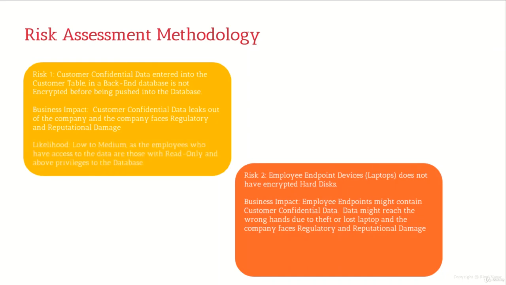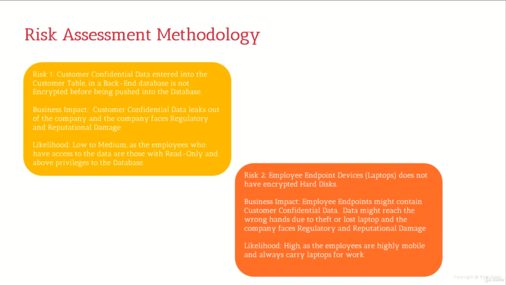The likelihood of the first risk scenario is low to medium. This is because employees who have access to the data are only those people with read-only or above privileges to the database. Whereas the likelihood for the second scenario is high because the employees of the organization are highly mobile and they always carry the laptop for work, and there is a high chance that the laptop can get misplaced or stolen.